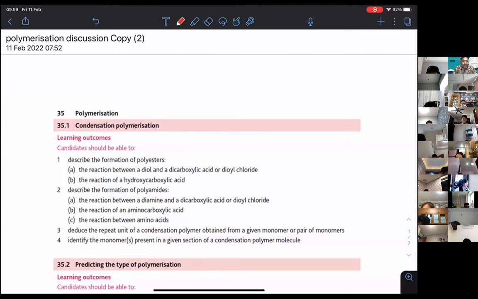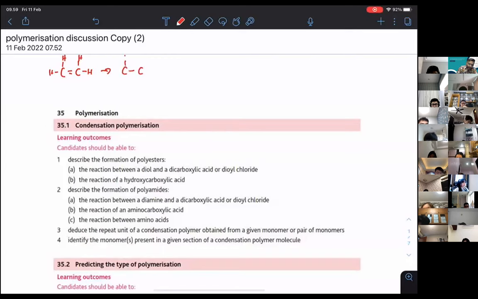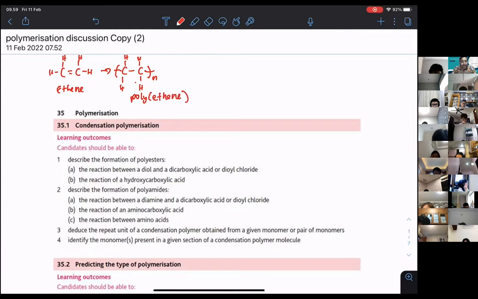So you see here, condensation polymerization. Addition polymerization you have learned in your AS. Addition polymerization involves a carbon double bond, where the carbon double bond is going to be broken. Then you are going to get a C single bond like this, H, H, H, H, and then you have n. This is ethene, and this one we call polyethene. Don't call it polyethane. Polyethene, even though there is no double bond over there, it's still polyethene. So this is going to be addition polymerization.